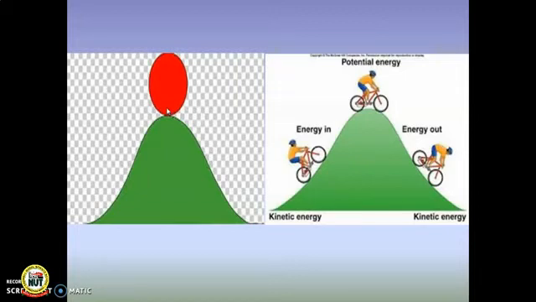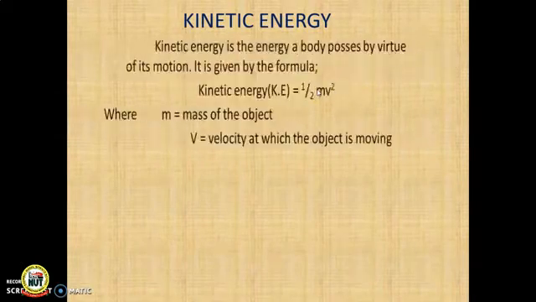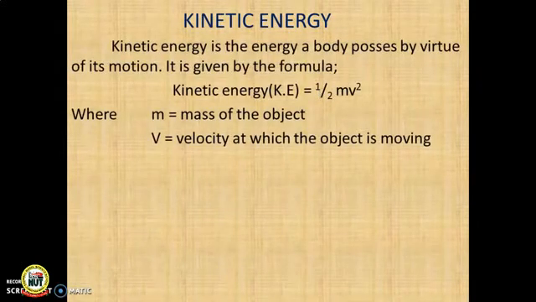Are we together? Okay. You can see this man here riding a bicycle. At this point, where the man is not ascending nor descending, this very same boy possesses potential energy. Are we together? So, let's talk about the next one, which is kinetic energy. Kinetic energy is the energy a body possesses by virtue of its motion.